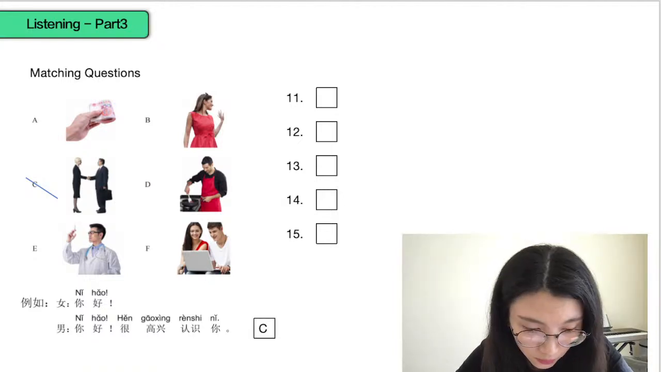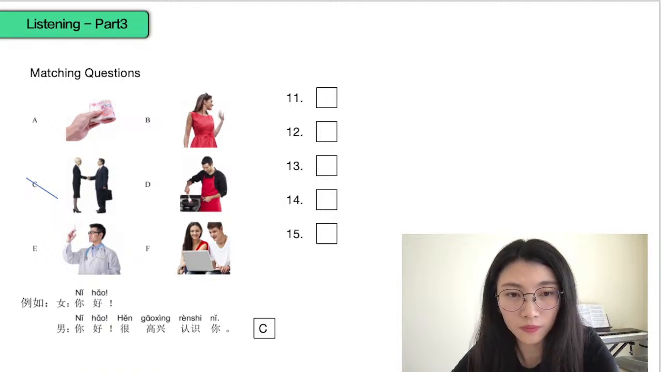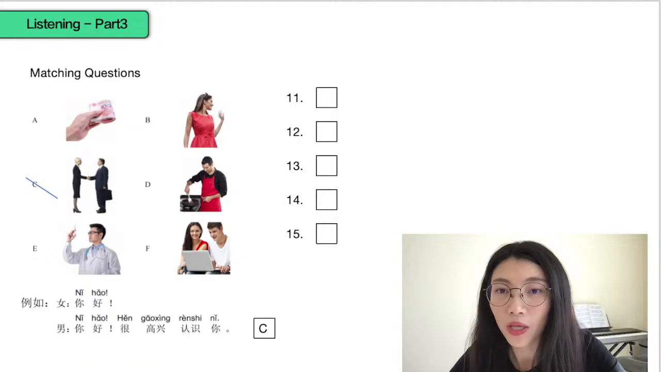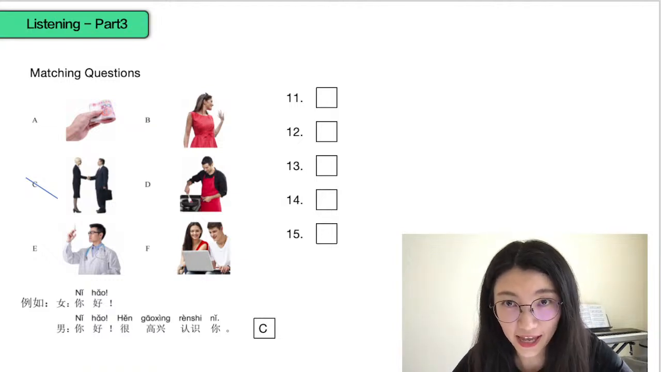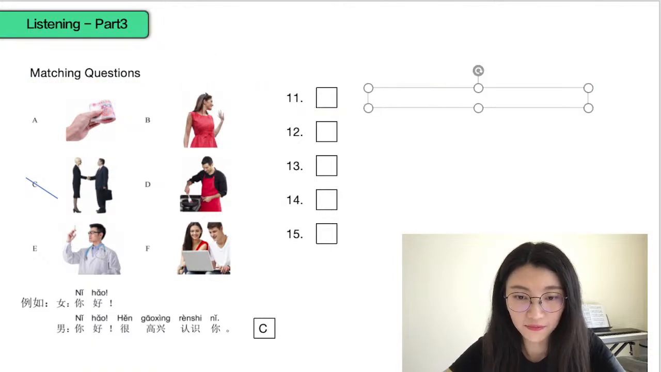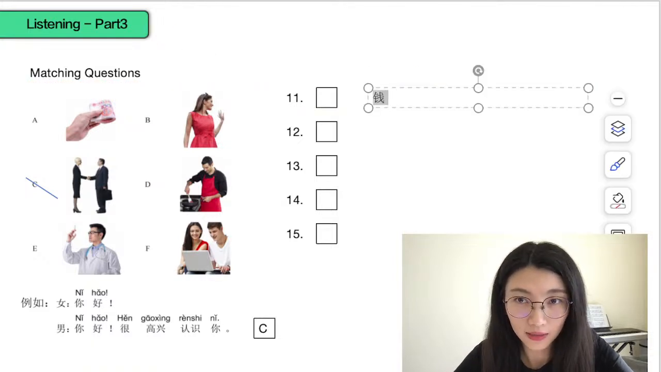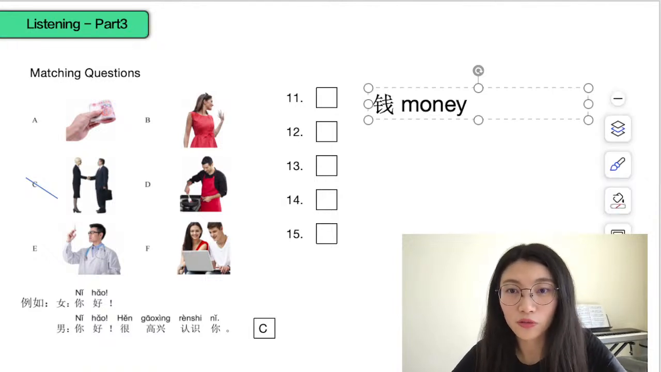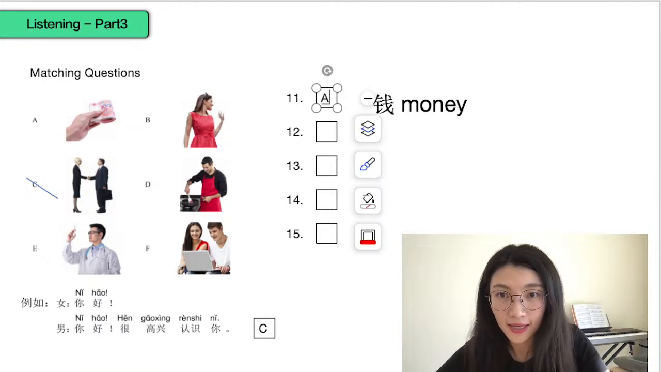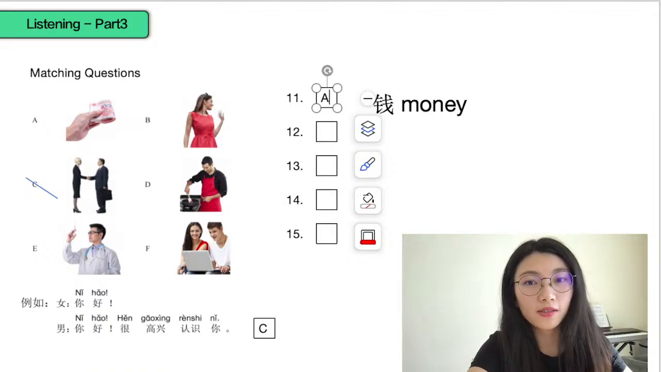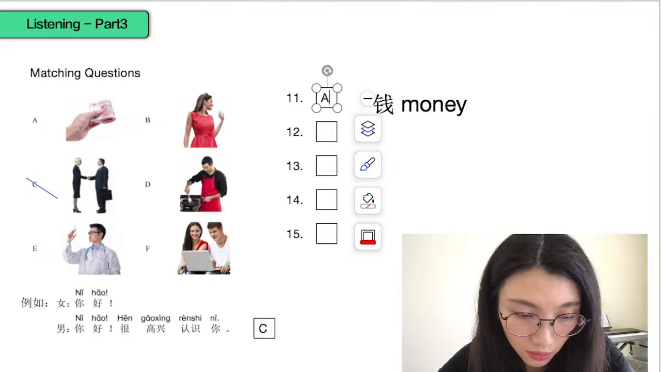11，这是你的钱。Okay, 这是你的钱。The keyword in number 11 is 钱, money. If you know this word, then you can choose the correct answer for 11. Now let's continue.